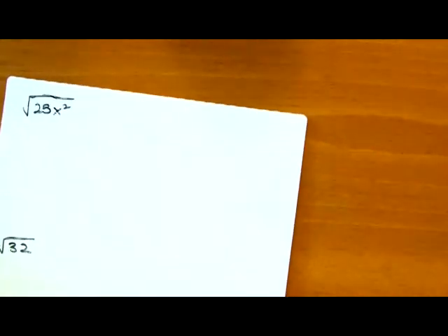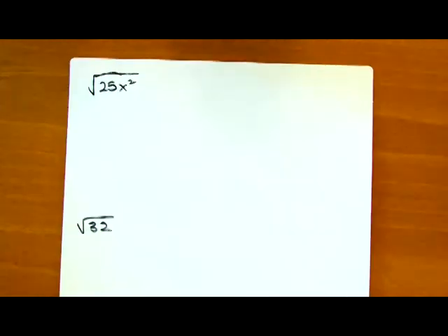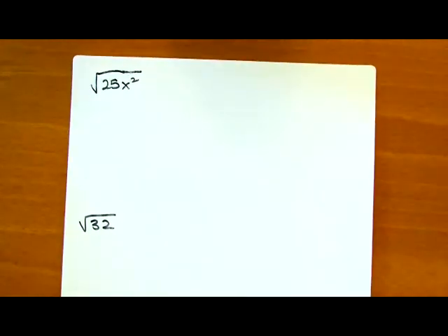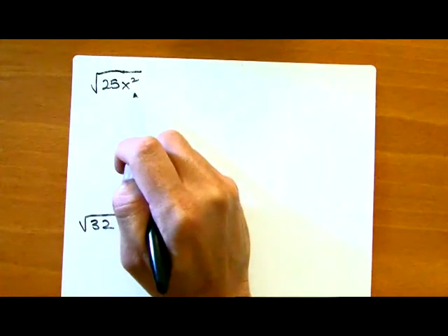Hey everybody, in section 11.3, you are going to be simplifying radical expressions. Here, take a look at the first one. We'll keep it easy. Square root of 25x to the second.